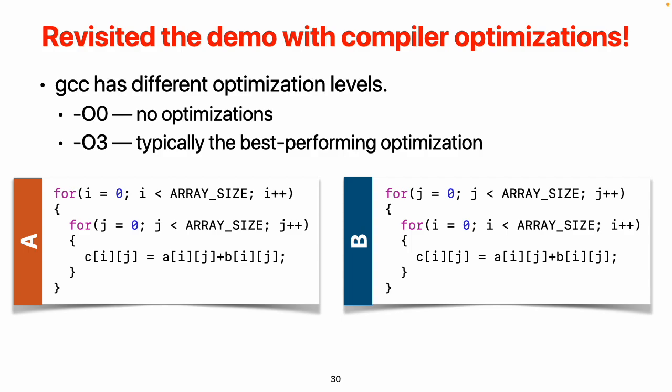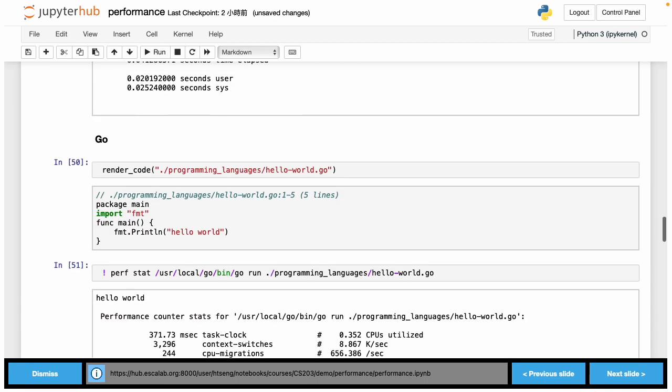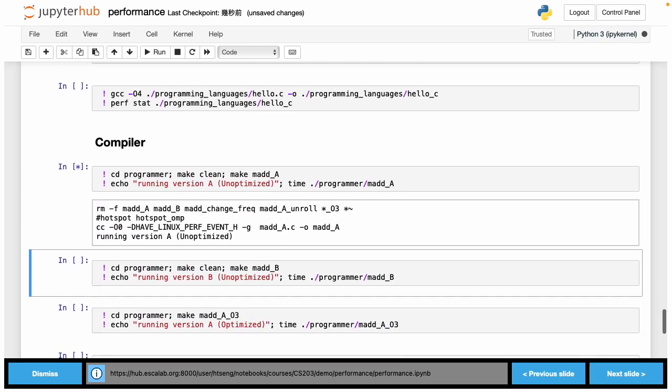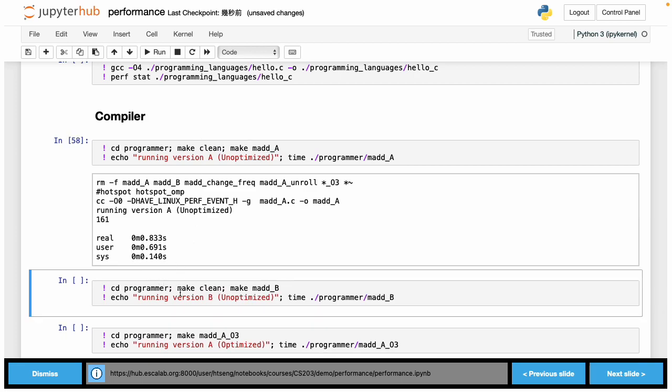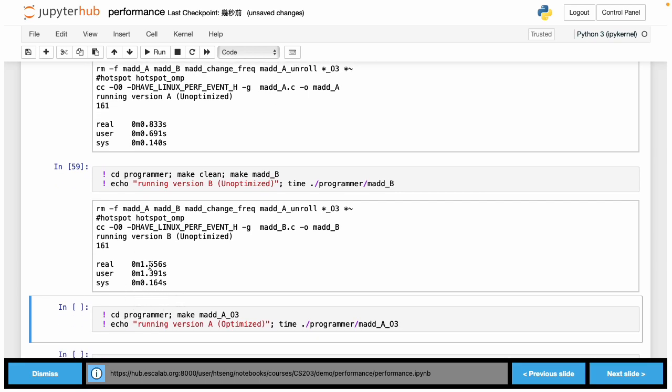So one of the big questions you have in mind is that both sides look about the same, and from a human being's perspective, even for me, I can tell they will generate the same result. Can a compiler optimization help? Here I'm going to show you with dash O0 and dash O3 what the compiler can do. Here, again, we have this optimized version, and if you remember, it takes 0.8 seconds. And for B, the one where we traverse J and then I, it takes 1.5 seconds. So twice the difference, even though the complexity is exactly the same.